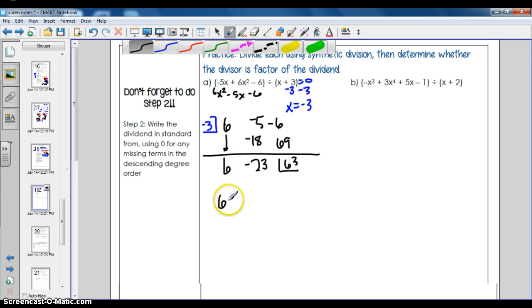Well, how do we know what goes with it? Well, we do the depressed, we do the 1 less than, so it's not squared, but it's just an x this time. And then minus 23 plus 63 over our divisor, x plus 3.